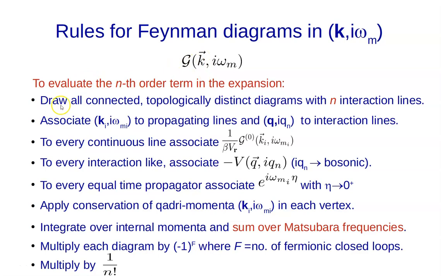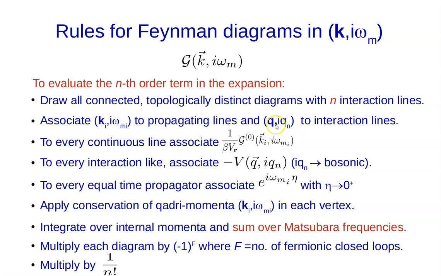So here you still draw all connected diagrams with n interaction lines, and you associate to each of these propagators a k and a Matsubara frequency, to the propagating lines, and q and iq_n to the interaction lines. Notice that these iq_n might be zero, but most importantly, they are going to be bosonic. You can leave them as a variable, and then once you write a conservation of quadrimomentum at each vertex, you might get a zero here, but it's fine.